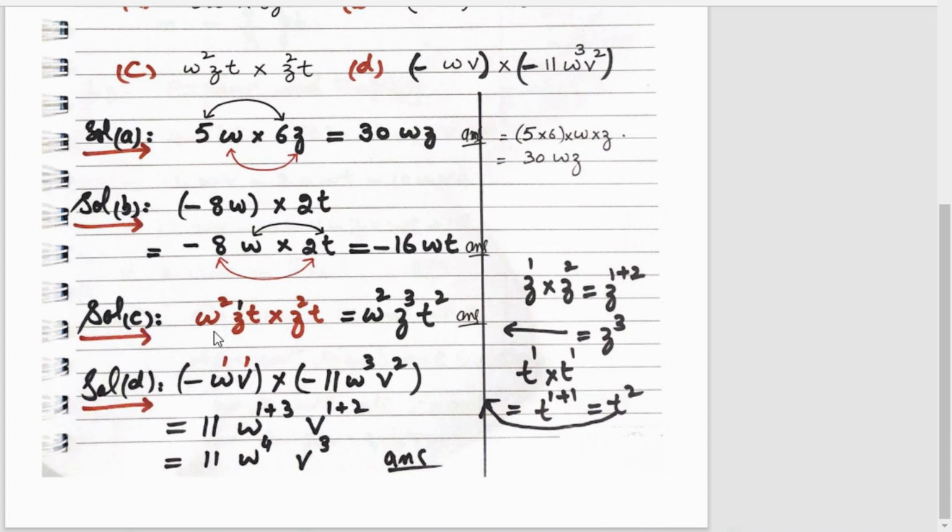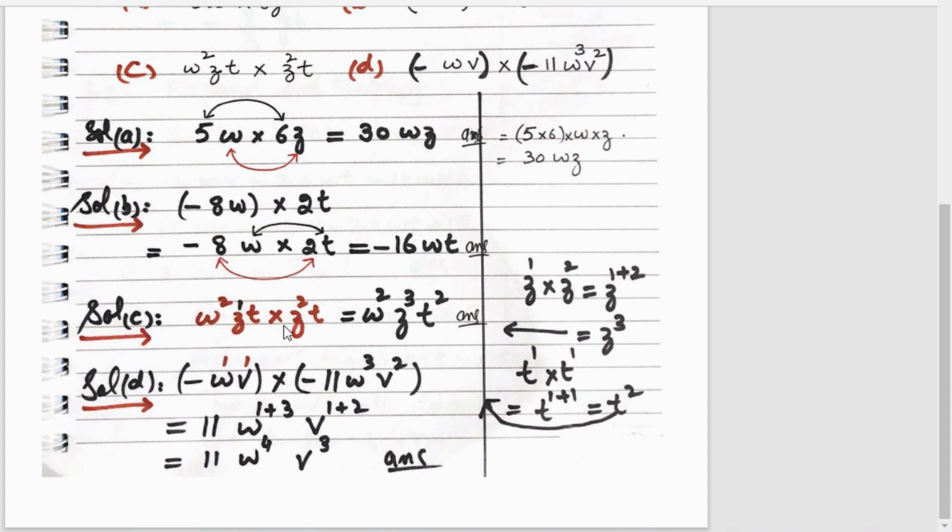Part C, W square ZT multiplied by Z square T. Actually the term is ZT. Later I wrote 1 as a power on Z because when we need it, we write down power 1. We can write down power 1 on all the variables or all the numbers, because all the numbers and all the variables have power 1, it is understood.